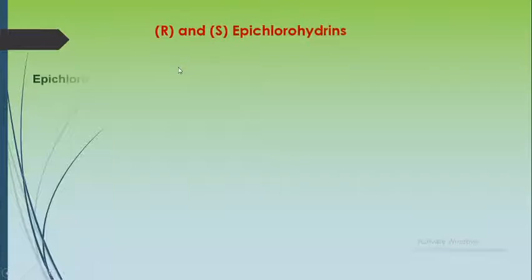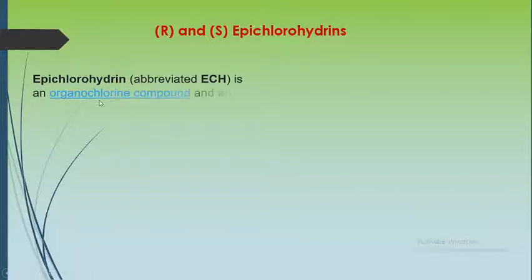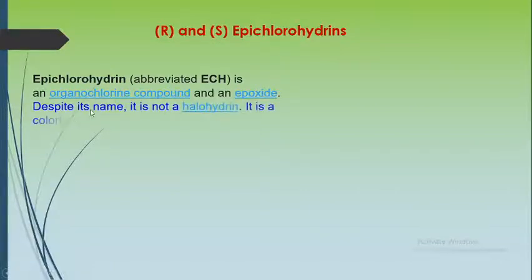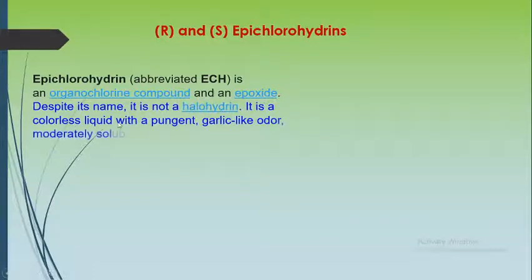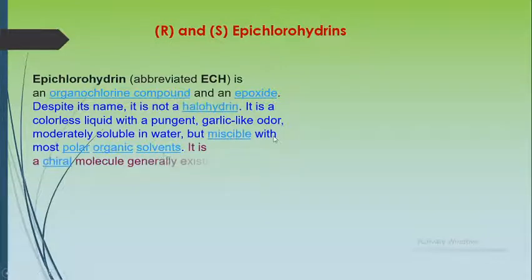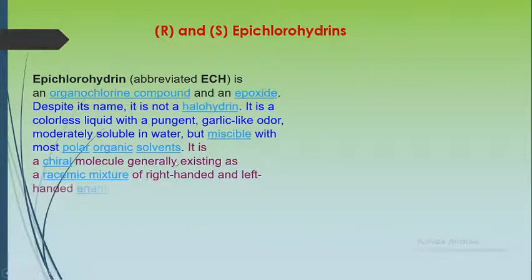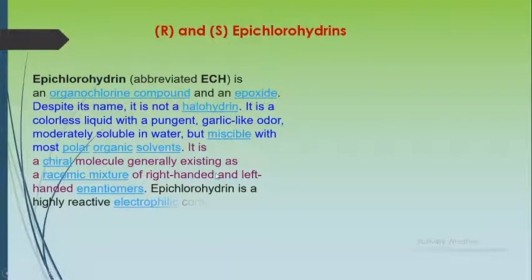Epichlorohydrin, shortly abbreviated as ECH, is an organochlorine compound and an epoxide. Despite its name, it is not a halohydrin. It is a colorless liquid with a pungent garlic-like odor, moderately soluble in water but miscible with most polar organic solvents. It is a chiral molecule generally existing as a racemic mixture of right-handed and left-handed enantiomers.